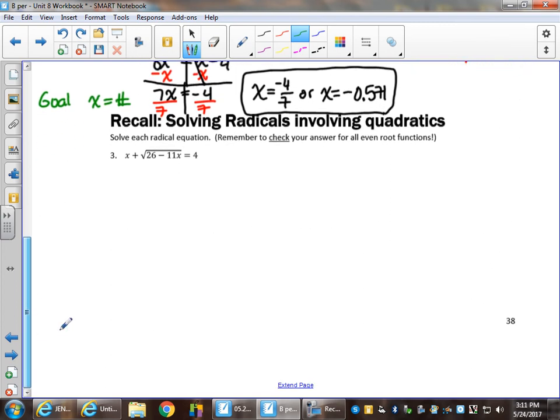Let's move into our recall questions. It says recall solving radicals involving quadratics. Let's jump right into number 3. We'll draw a line down the equal sign. So now we're back to a single radical in our equation, which means we're back to that first step: if we need to do work to isolate the radical, that has to happen first. So if I look on the side where the radical is located, it is not by itself. We have this positive x. Our first step will be to subtract x from both sides.